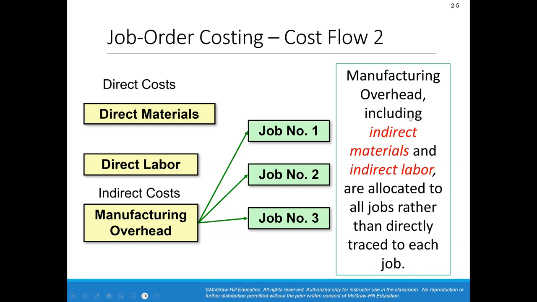So manufacturing overhead, including indirect materials and indirect labor, are allocated to all jobs rather than directly traced to each job. So basically, you have all this manufacturing overhead that you have to allocate, and you're going to have one rate dependent on maybe either labor hours or machine hours or the number of products that you're making, and you're going to use that to allocate these overhead costs.